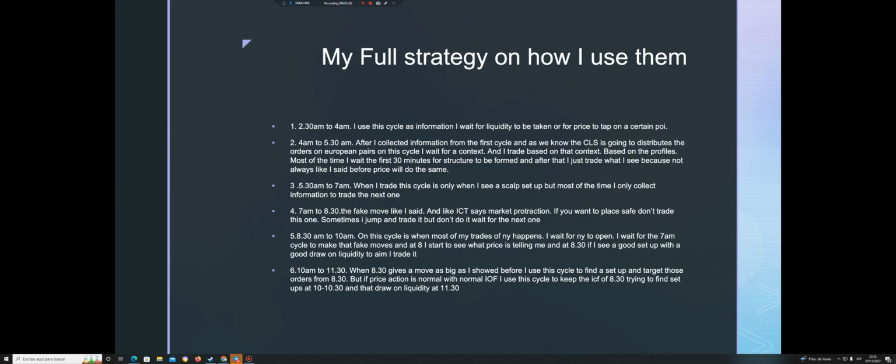And after that we got the last cycle, which is the 10:30 to 11:30. When 8:30 gives a move as big as I showed you before, I use the cycle to find a setup and target those orders from 8:30. But if its price action is normal, with normal institutional order flow, I use this cycle to keep the institutional order flow of 8:30, trying to find setups.